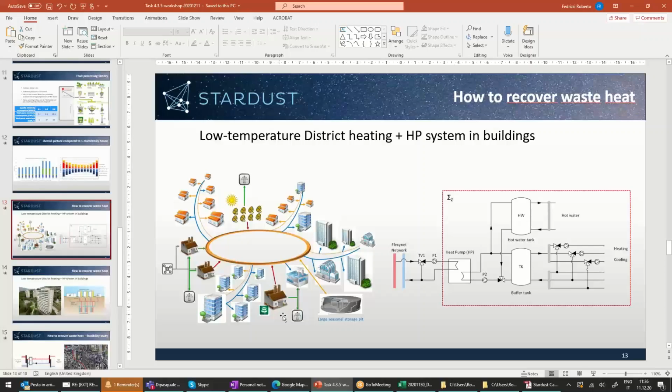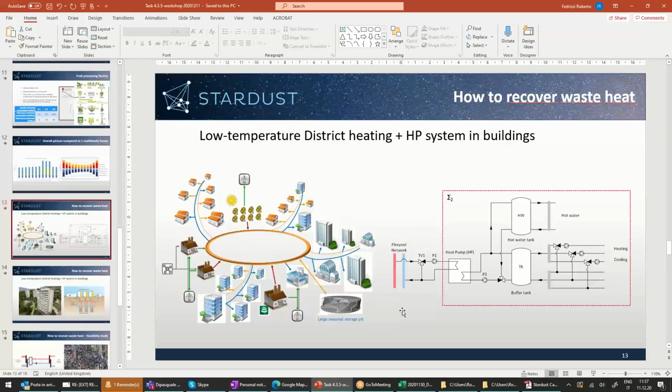Technically speaking, recovering at this high temperature is not too effective, meaning that you need to use a lot of electricity, meaning that the COP is low. Therefore, you use a lot of electricity to raise the temperature from 20, 30 to the temperature of the network itself, 70, 80, 90 degrees.